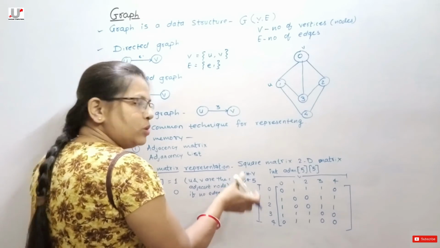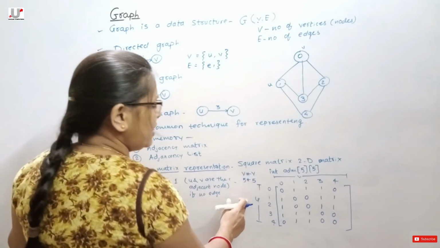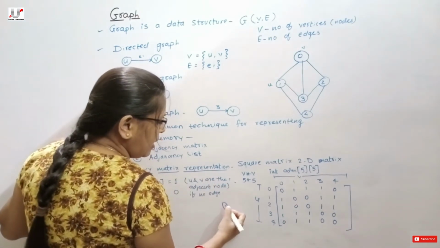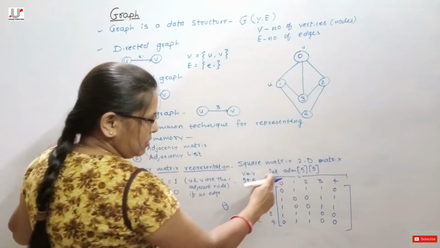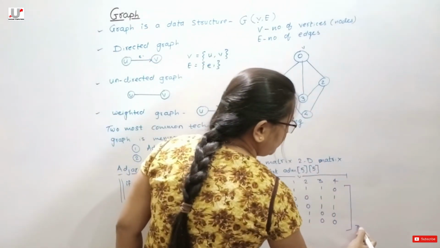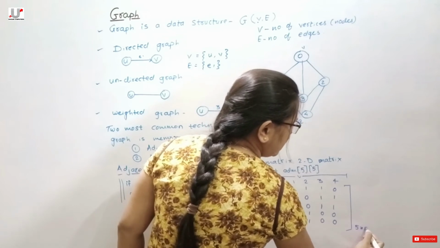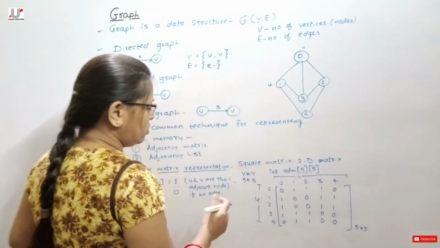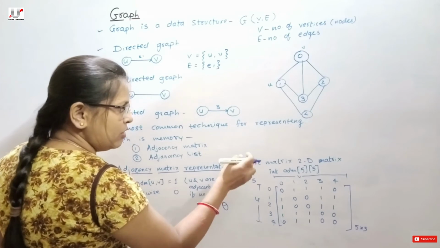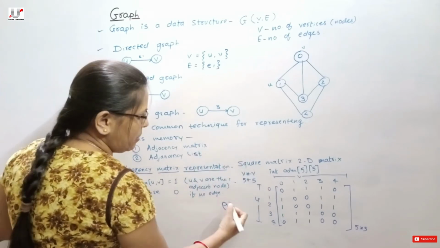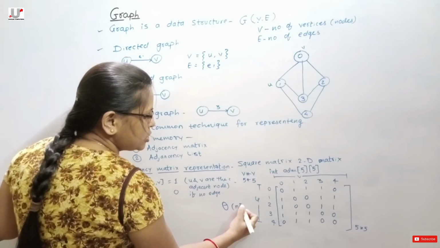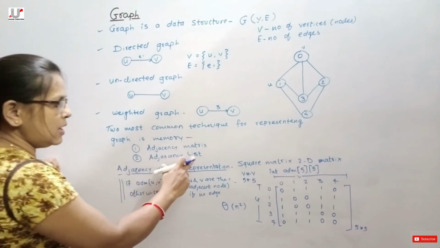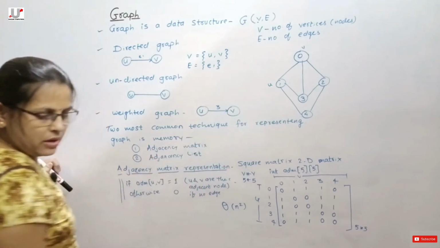So what is the actual space this graph takes while representing it in the computer's memory? As there are 5 vertices, and it's a square matrix, there are 5 rows and 5 columns. To represent this dense graph in computer's memory, it takes theta n square space. Now let us discuss adjacency list representation for the same graph.